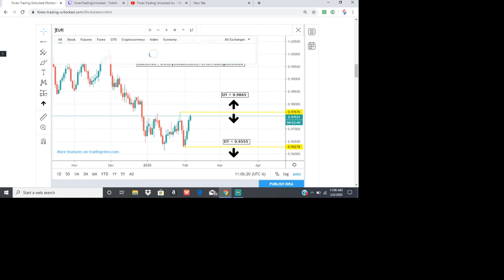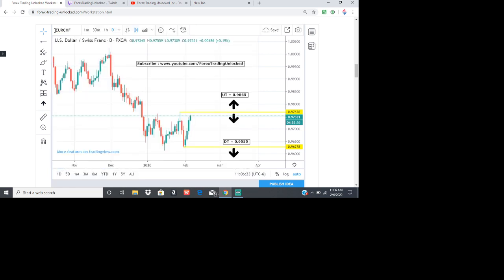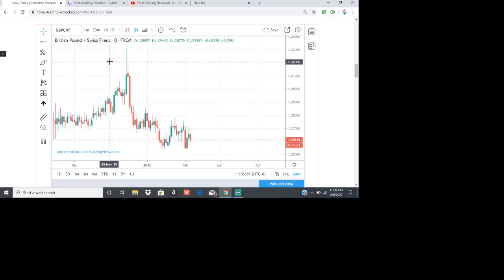So let's look at the Euro Swiss real quick. And this is how you get the best gauge of market direction, using the markets as a guide. Euro Swiss is very neutral today. Okay, now let's look at the British pound CHF. So we have the euro and the pound that are lower versus the dollar. Now the pound is lower versus the Swiss also. So the Swiss has strength as far as the European currencies are concerned.